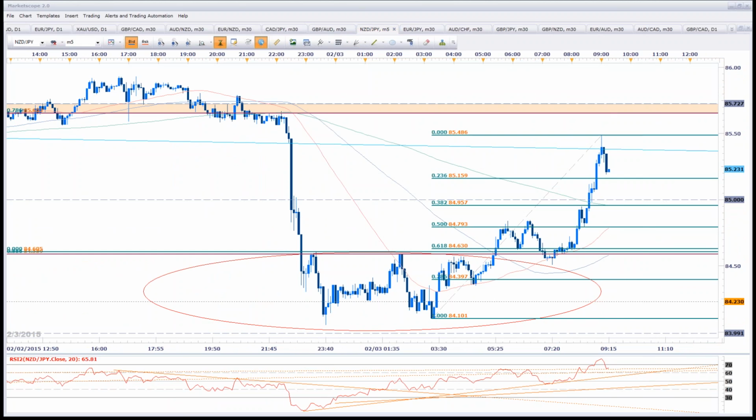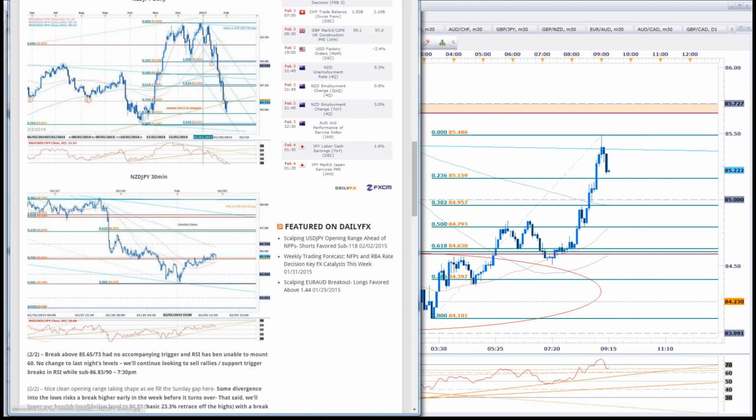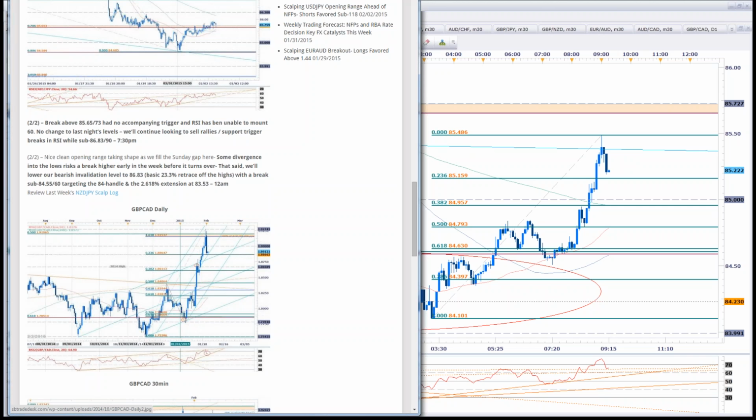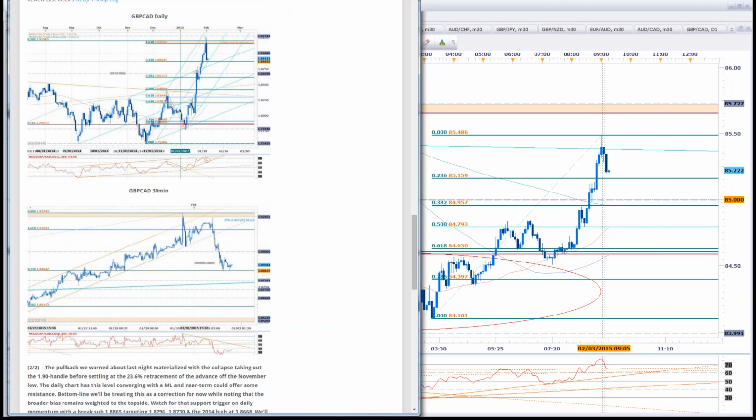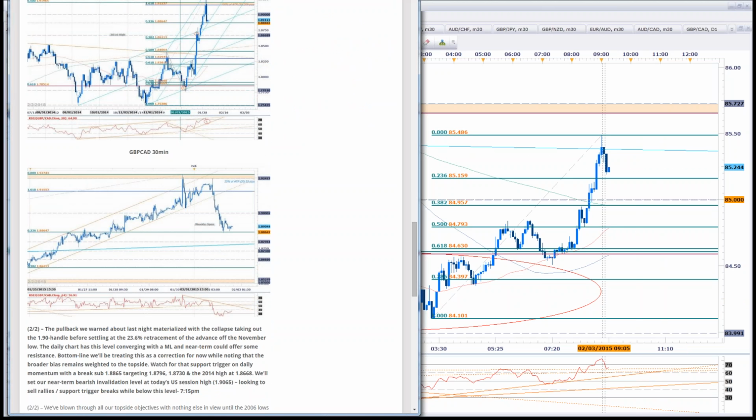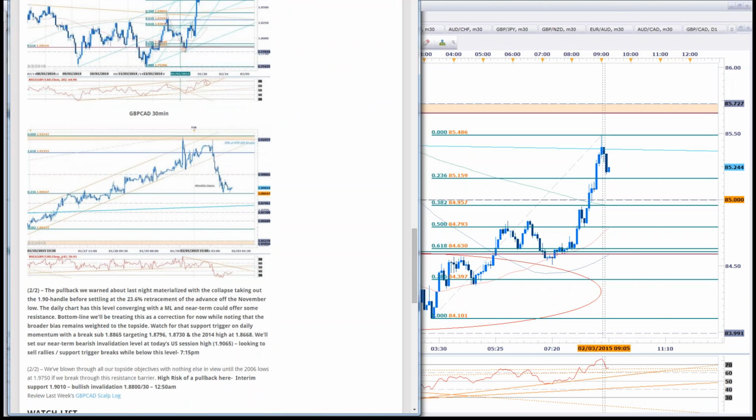Okay, moving right along, that is the Kiwi Yen. I just wanted to do a quick note on gold. Sterling CAD is something we'll talk about real quick. Guys, I hope you read the update on Sunday night, because what a pullback it was. So, we've remained constructive on the trade.